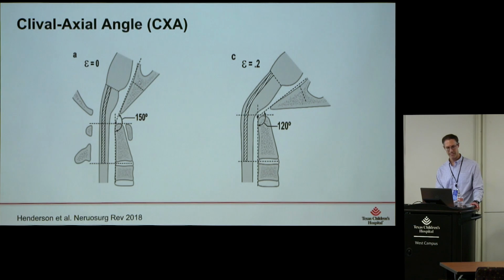There's something called a CXA, or clival-axial angle. This is basically an angle between the skull and the spine, and you can see in this picture, if it's more acute, then you can have kinking of the spinal cord, and that can cause some of the symptoms of brainstem compression.